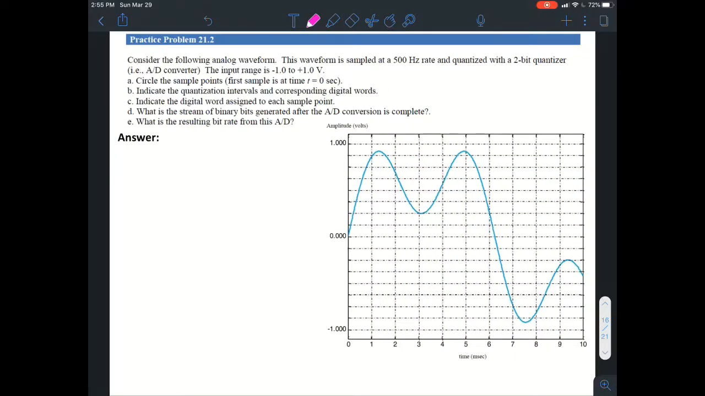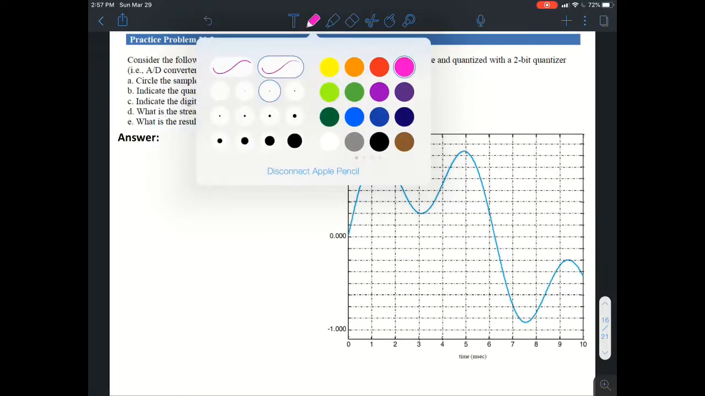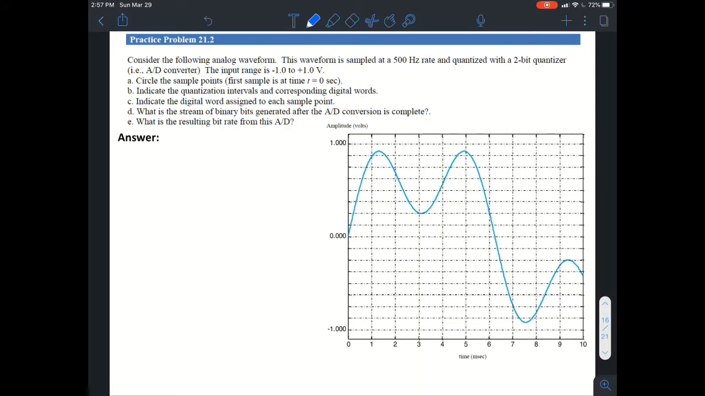So here we have this analog waveform, looks like that. And what we're being asked to do is, we have a sample rate of 500 hertz, a 2-bit quantizer, and an input range of -1 to 1 volt. It wants us to circle our sample points, indicate the quantization intervals and the corresponding digital words, indicate the digital word assigned to each sample point, and then say what stream of binary bits is generated. So what does that overall binary bit stream look like? And then what is the resulting bit rate from this analog to digital converter? Go ahead and pause the video, work through those questions, and then when you're all done, come back and we can work through it.